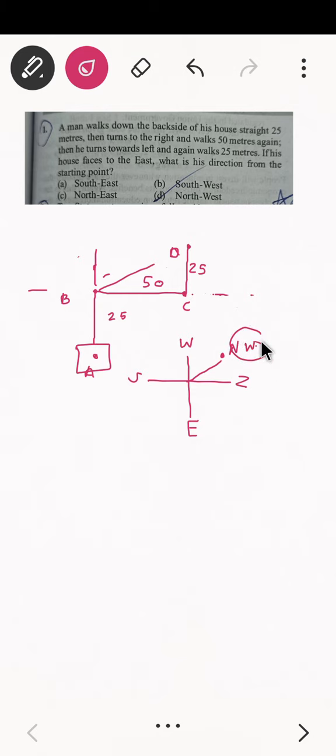So the answer will be northwest direction. So this is the answer, northwest direction. So it all depends on the orientation of your head. So this type of question is asked to see your sense of direction.